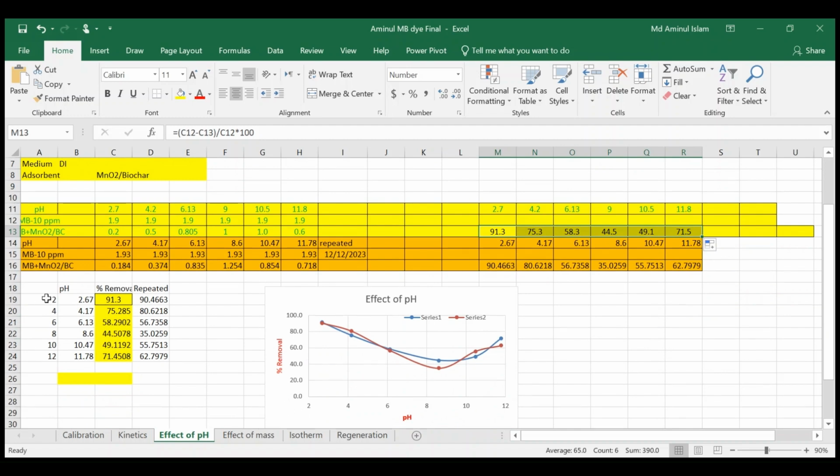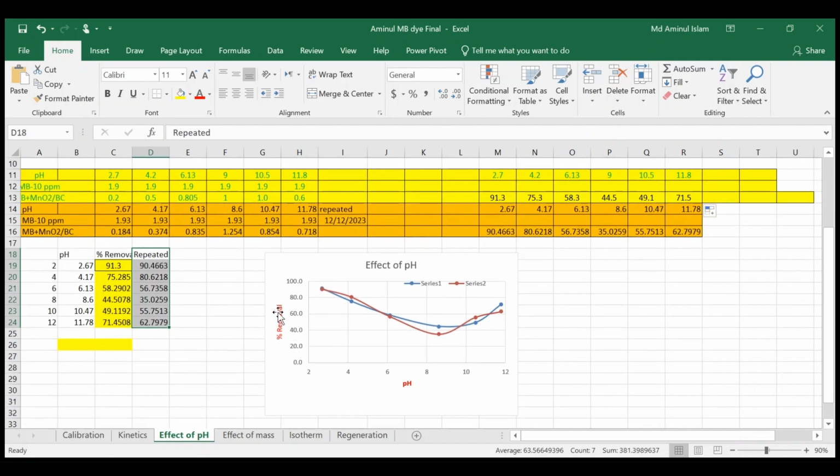Then you can plot it. For example, pH of the solution and percent removal for first experiment, percent removal for second experiment. Here I have shown. Then if you plot it, then you can get percent removal versus pH. And after modification, you can easily make it publication quality.